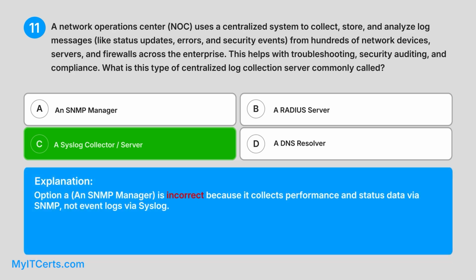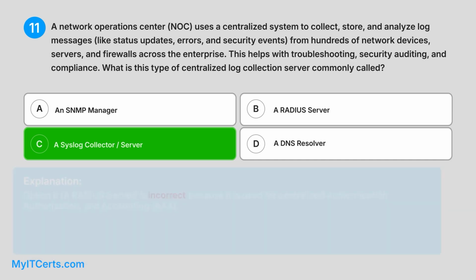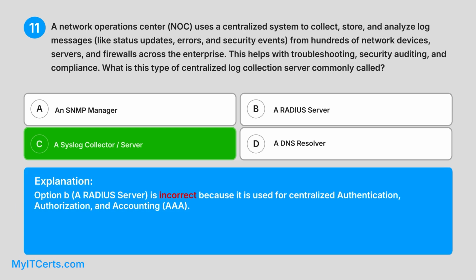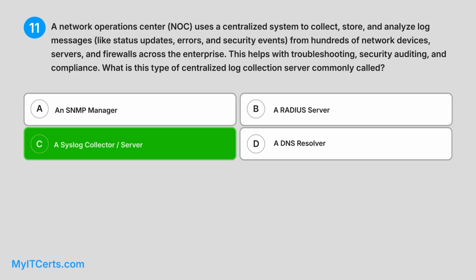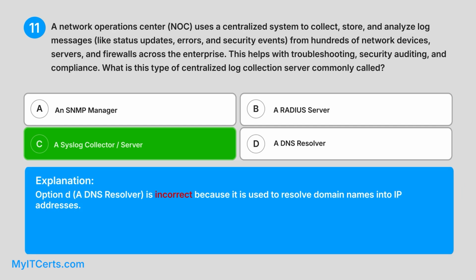Option A, an SNMP manager, is incorrect because it collects performance and status data via SNMP, not event logs via syslog. Option B, a RADIUS server, is incorrect because it is used for centralized authentication, authorization, and accounting, triple A. Option D, a DNS resolver, is incorrect because it is used to resolve domain names into IP addresses.